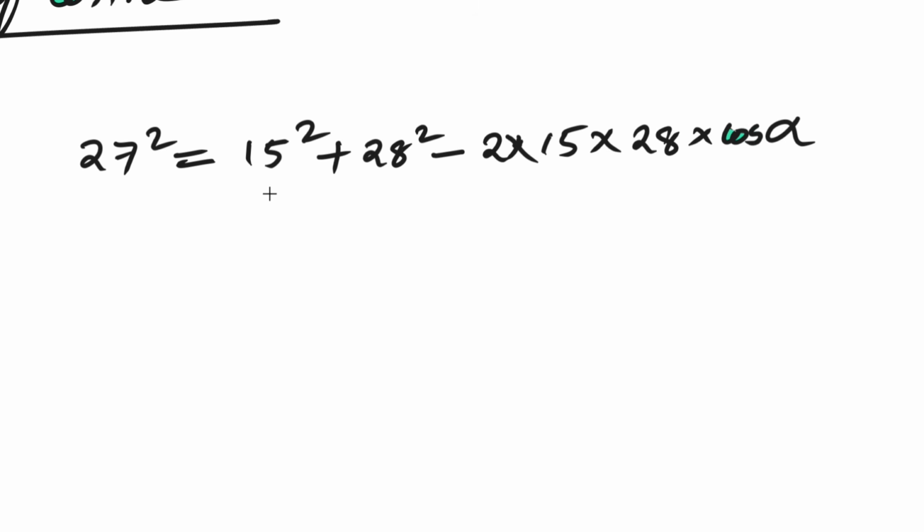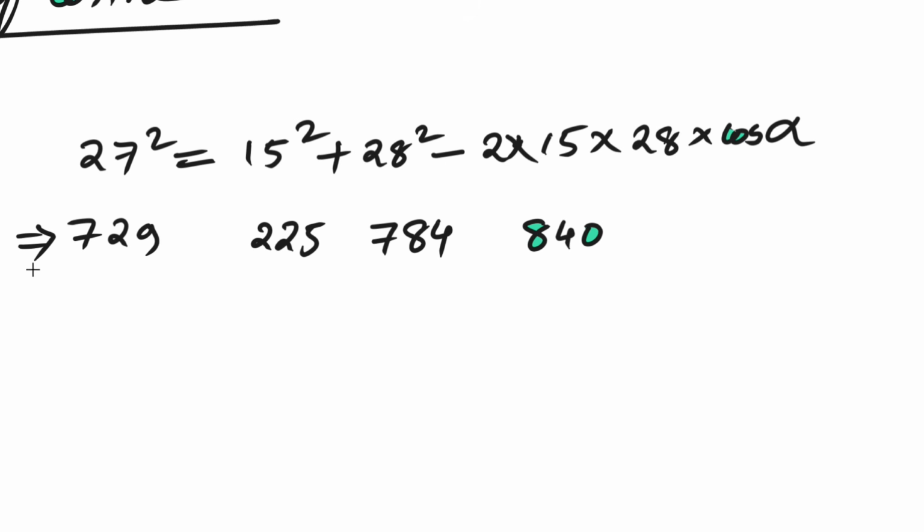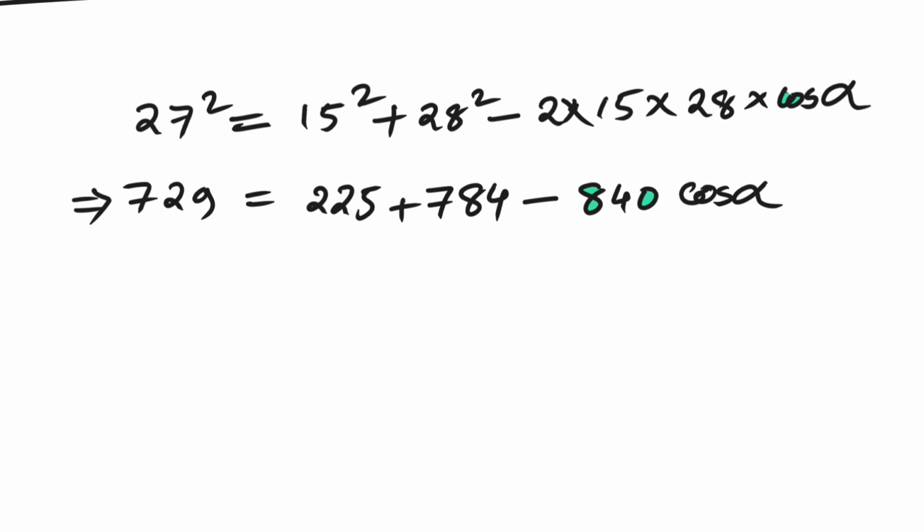Now, let's calculate the squares. 27 squared is 729, 15 squared is 225, and 28 squared is 784. Also, 2 multiplied by 15 multiplied by 28 gives us 840. So the equation becomes 729 equals 225 plus 784 minus 840 multiplied by cosine of alpha.